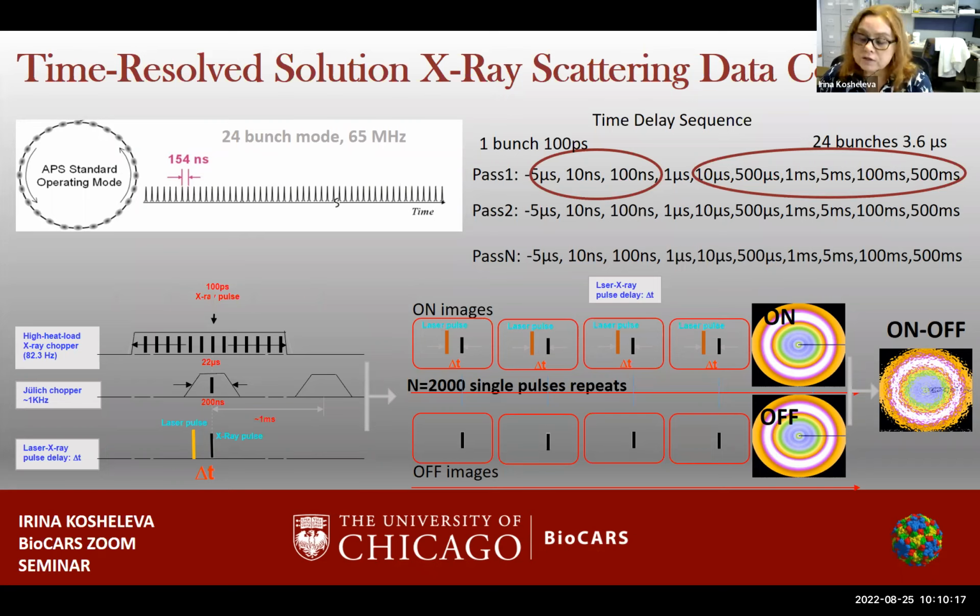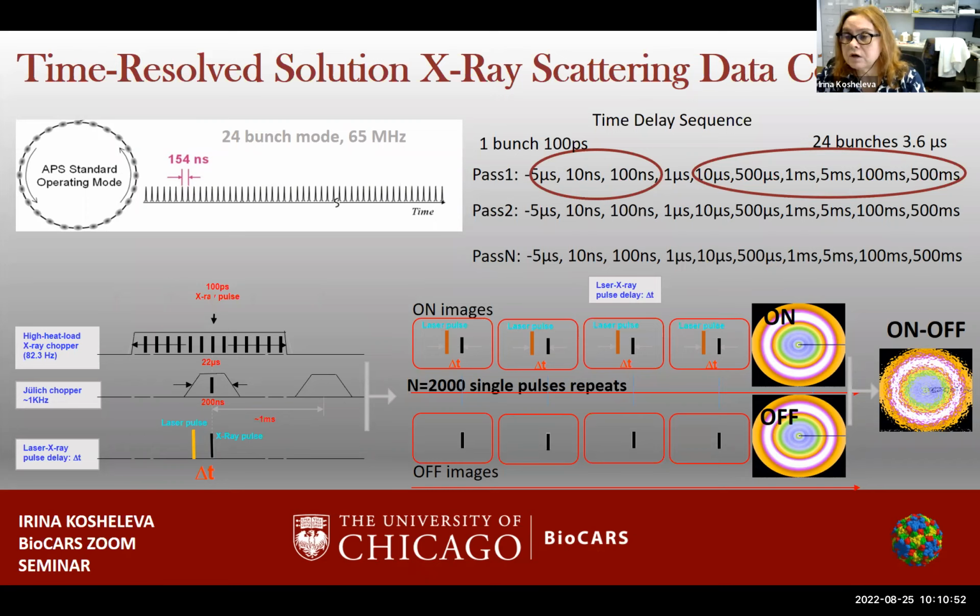The time-resolved signal is usually very small, and it takes about 2,000 single pulse repeats to collect one image. And so this basically defines and limits sample consumption. Normally the software collects multiple time delays in passes, and to collect data for one time delay, we probably collect about 50 passes on average.